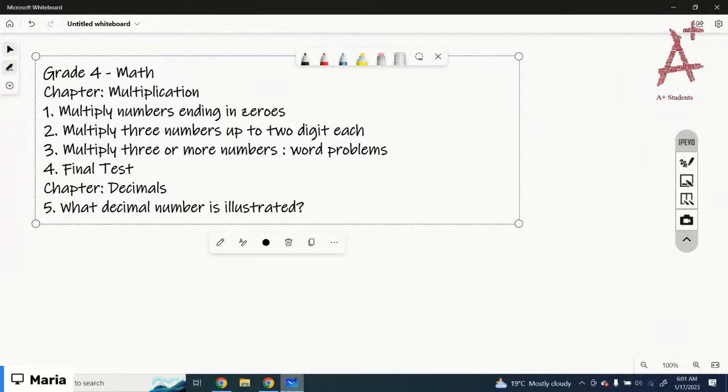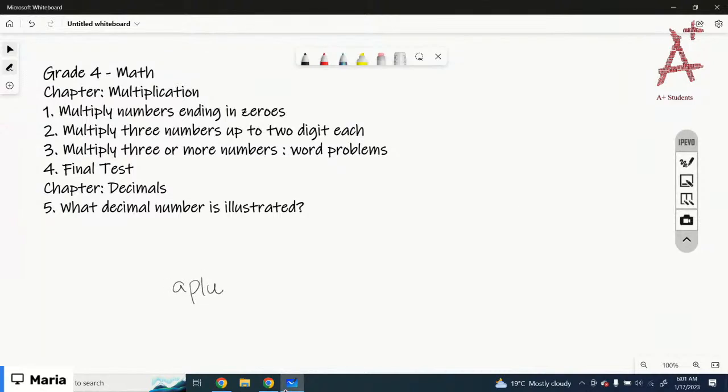So we're going to start with grade 4 maths. You can find all the lessons on aplusstudents.com. You have to log in there using your email address and the password provided by the administrator. Then you have to select math from the subject tab. Scroll down to grade 4 maths and then click on view all lessons.